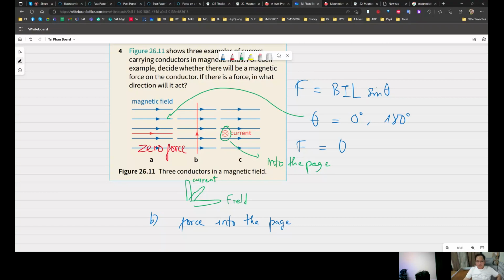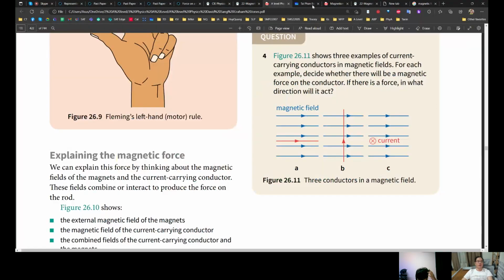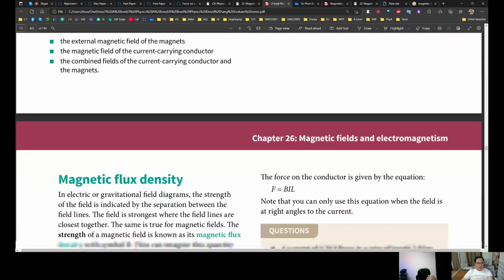I get into the page, into the screen. The force is downward. Oh yeah, downwards. Okay, so this is just a testing of how we use the left hand rule.